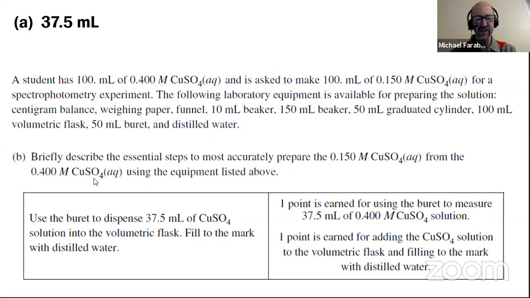This particular question happened to be worth 2 points. As you can see on the scoring guidelines, you got 1 point for choosing the burette, and you got 1 point for choosing the volumetric flask and talking about how you would fill it to the mark. All right, there was a part C of this question, and here it is.